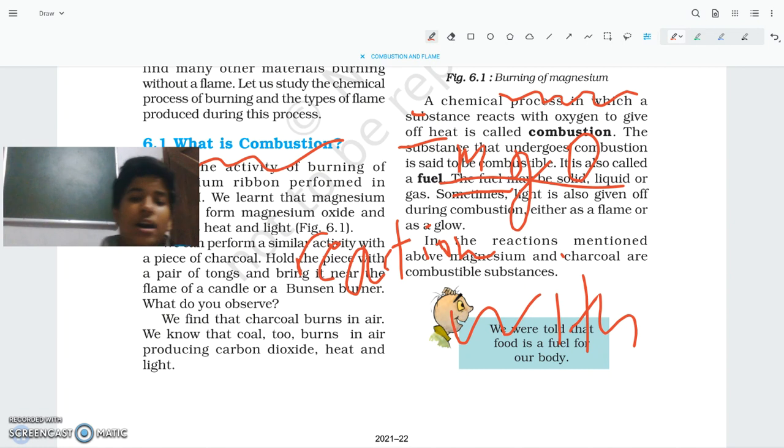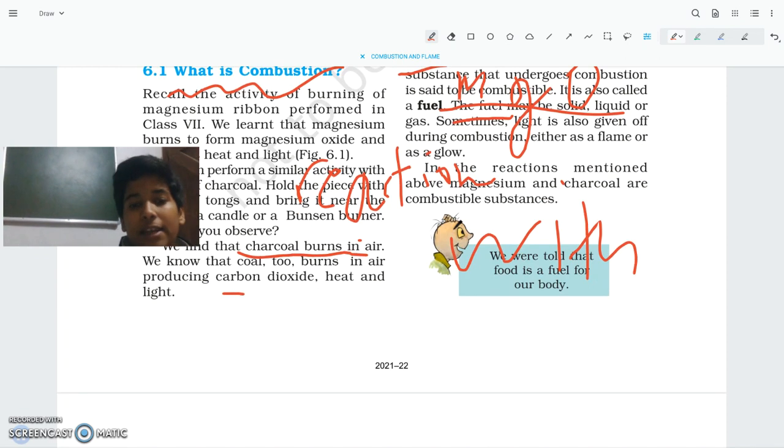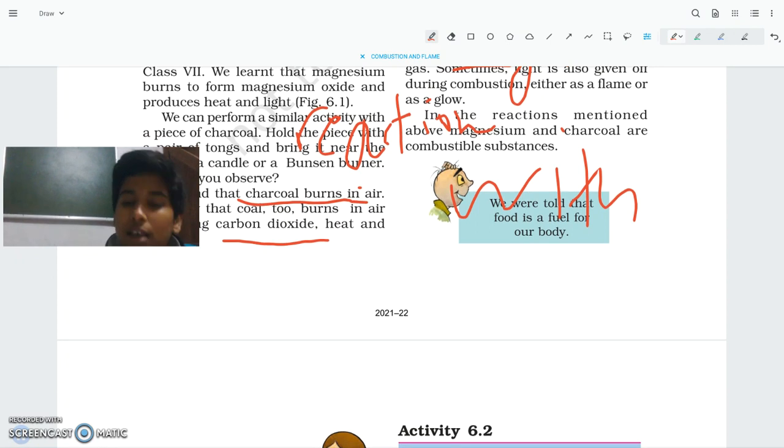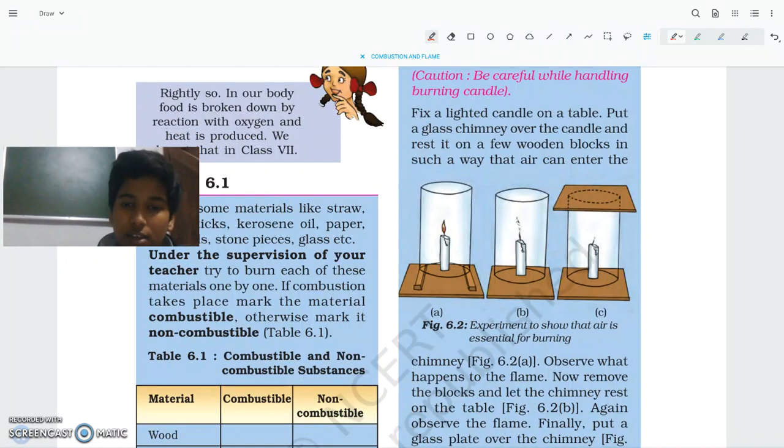Now, if wood is burned in air, it produces charcoal. And if charcoal burns in air, it is a better fuel than wood. It will produce carbon dioxide. Mostly, if we burn anything, carbon dioxide is produced.